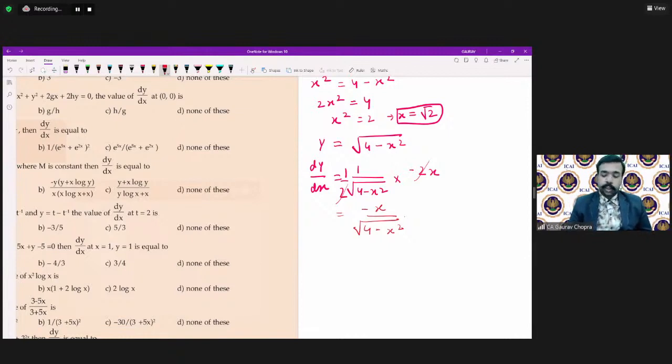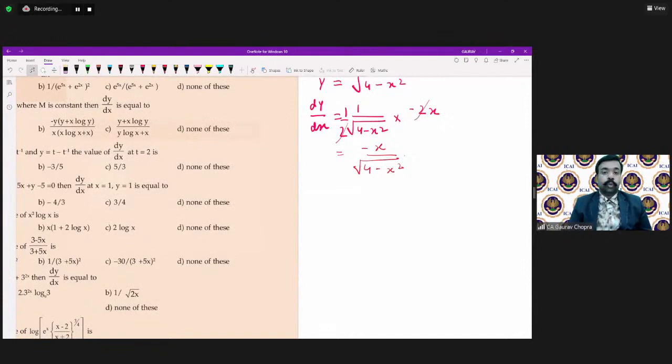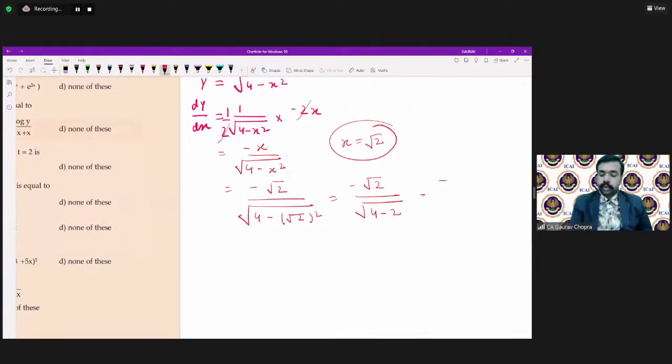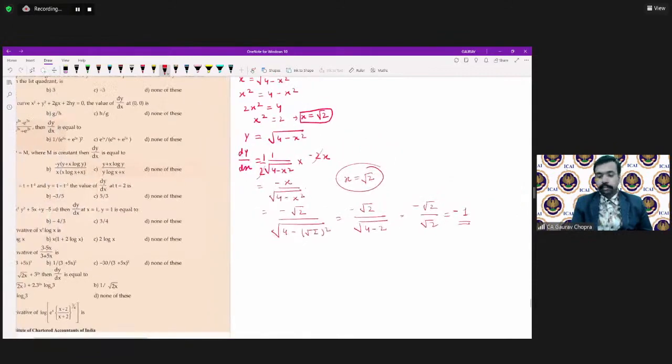dy by dx is equal to minus x upon root of 4 minus x square. And we have already derived the value of x. What is the value of x? x is root of 2, which we have already derived. Now we can substitute it here. So minus root of 2 divided by root of 4 minus root of 2 whole square. So what we are getting, root of 4 minus 2. So minus root 2 divided by root 2, this is exactly equal to minus 1. So this is your answer, minus 1.